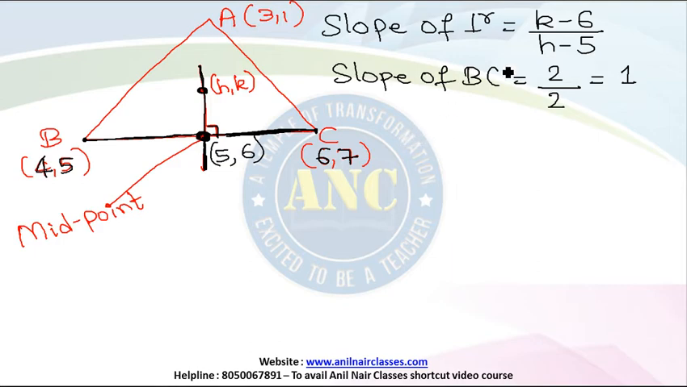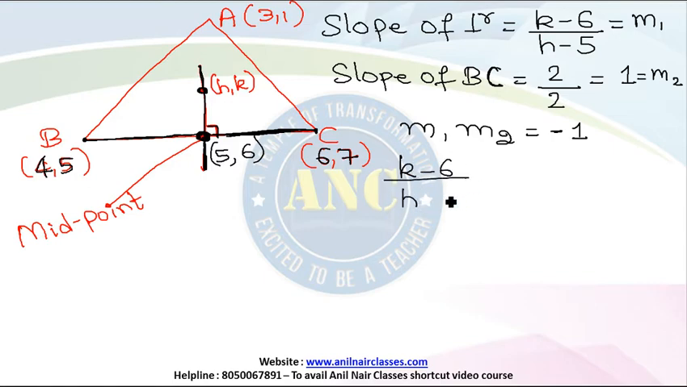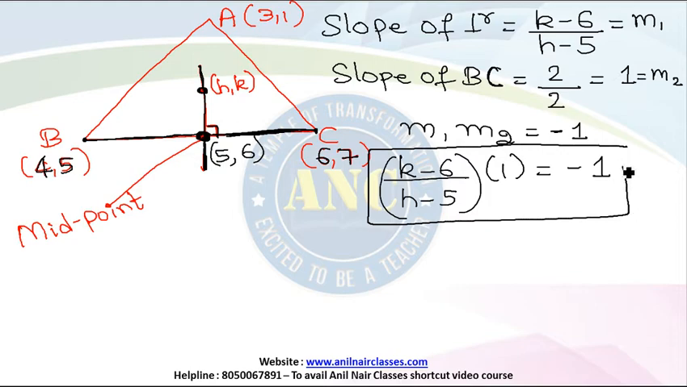Because we know that if the slope of the perpendicular I call it as m1, and the slope of BC I will call it as m2, because these two lines are perpendicular to each other, the product of their slopes will be equal to minus 1. We already learnt it. That means (k minus 6) divided by (h minus 5) into m2 value is equal to minus 1. This is my first equation, I will call it my equation 1.